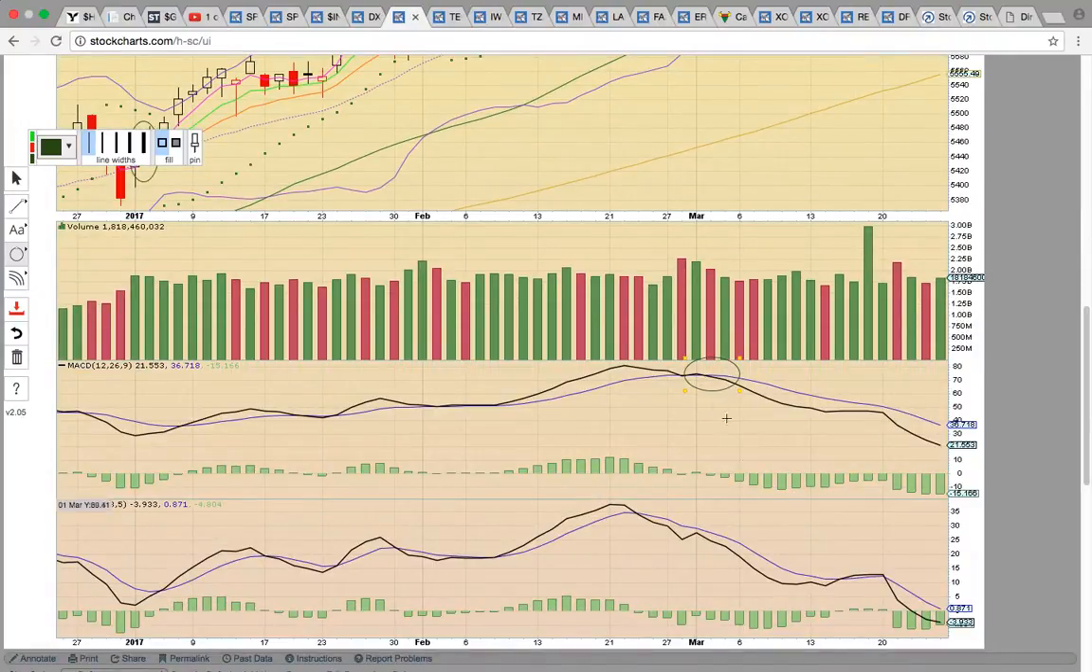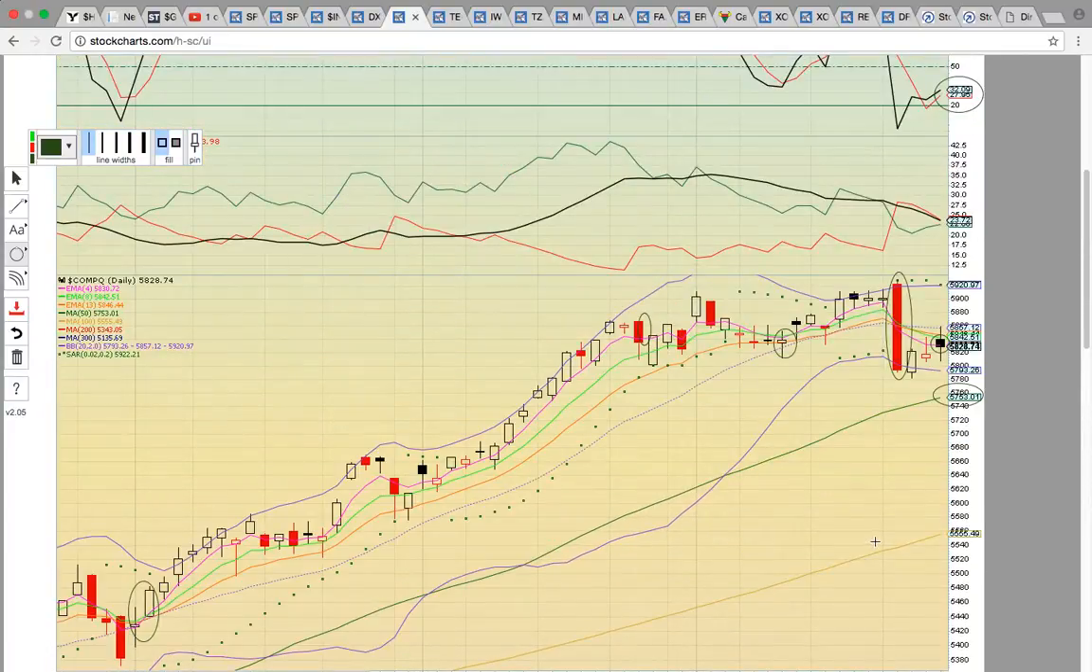Notice there were bear crosses on MACD. There was one last week on the 8, 13, and 5. Those are all signaling downside risk, along with the green dots flipping above the candles.